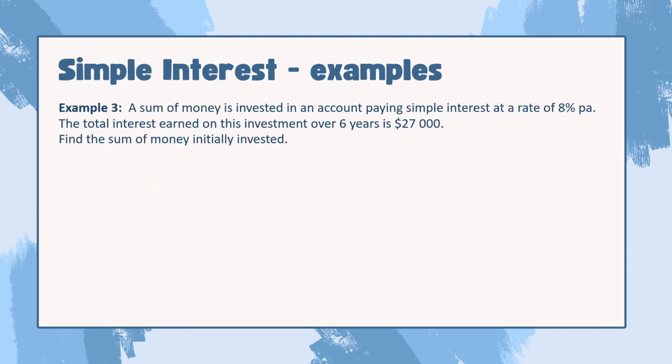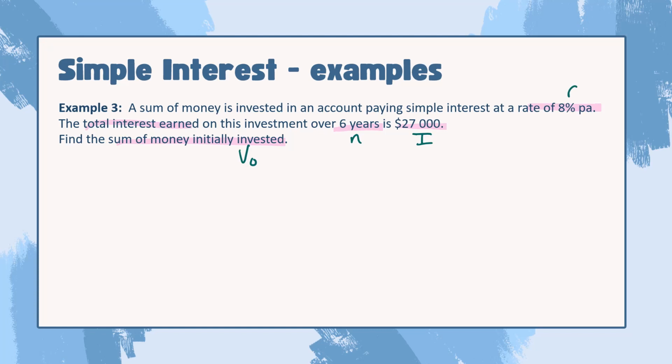Our final example, we have a sum of money invested into an account paying simple interest at a rate of 8% per annum. The total interest earned on this investment over 6 years is $27,000. We want to find the sum of money initially invested. So we want to find what was our initial value. We've got a time frame, we've got an amount of interest, and we've got an interest rate. So in this case, we can utilise our simple interest formula.